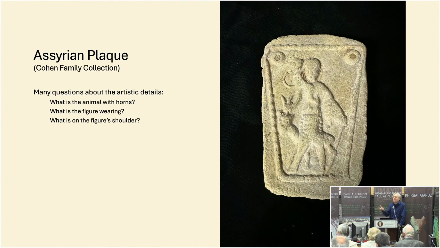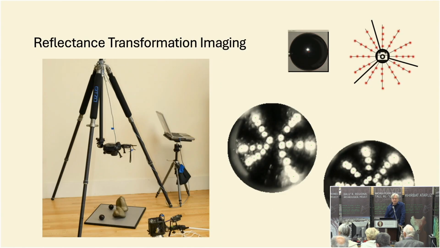If we held the artifact, we would innately hold it up to the light and shift it around at different angles, right? Trying to catch details. Well, if we don't have the artifact, we can't do that. And even if we do have it, the lighting conditions are probably suboptimal. So we use a technology called Reflectance Transformation Imaging.